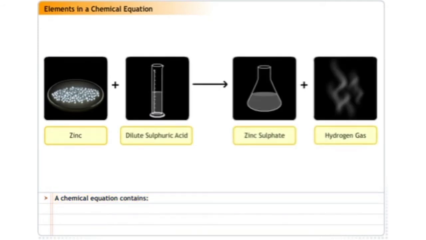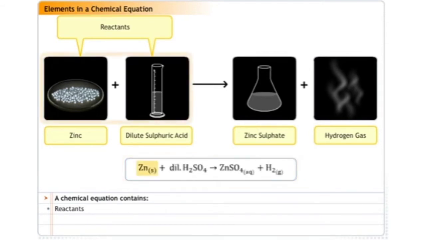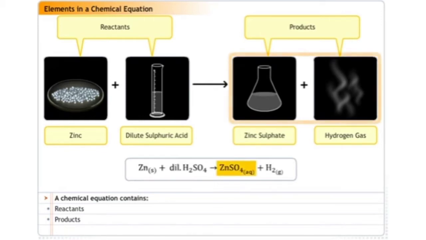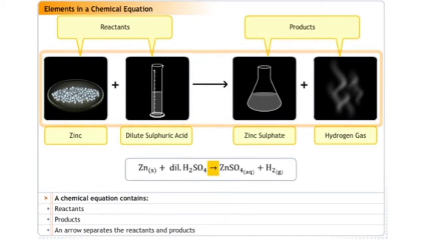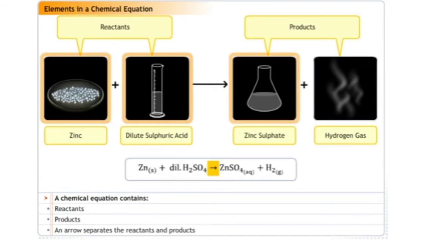The reacting substances, known as reactants, are written on the left hand side. For example, in the equation you saw, zinc and diluted sulfuric acid are reactants. Therefore, they are on the left hand side of the equation. The resulting substances, known as products, are on the right hand side. For example, in the above equation, zinc sulfate and hydrogen gas are the products. Hence, they are on the right hand side. An arrow separates the reactants and products and also indicates the direction of the reaction. Thus, in the equation you saw, the arrow indicates zinc and sulfuric acid react to form zinc sulfate and hydrogen gas.